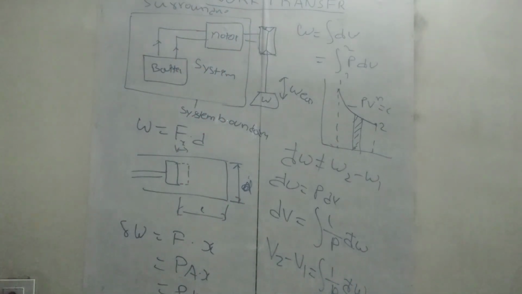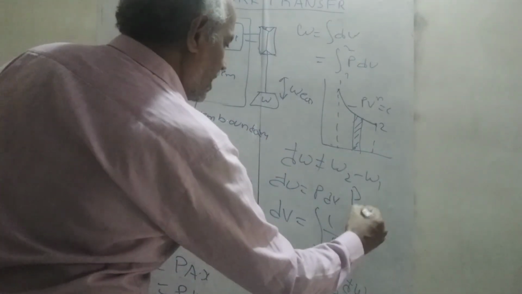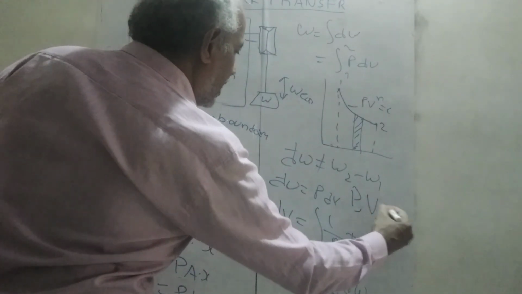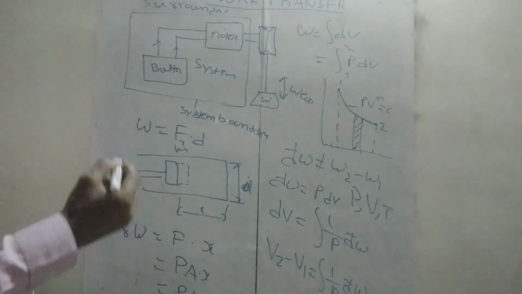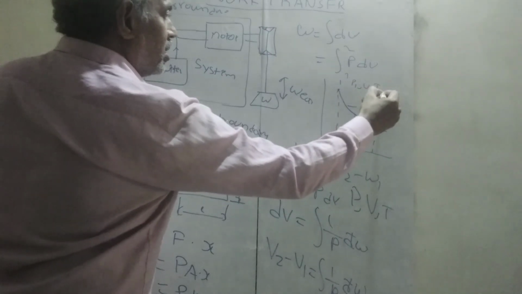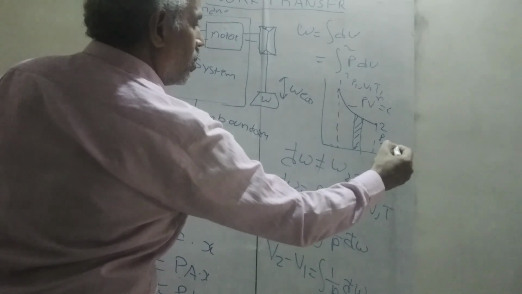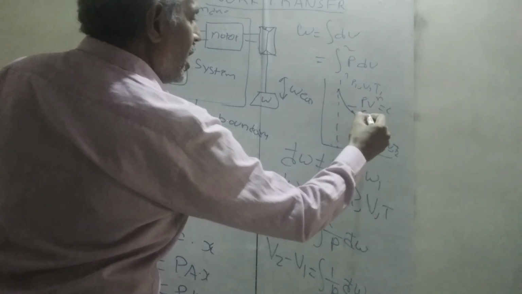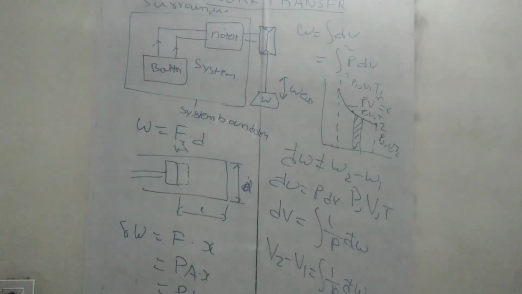Here P pressure, V volume, and T temperature are point functions. P is a point function, V is a point function, T is a point function. At a particular point 1, you have P1, V1 and T1. At point 2, P2, V2 and T2. And in between, at any point, it will have point values of P, V, T.